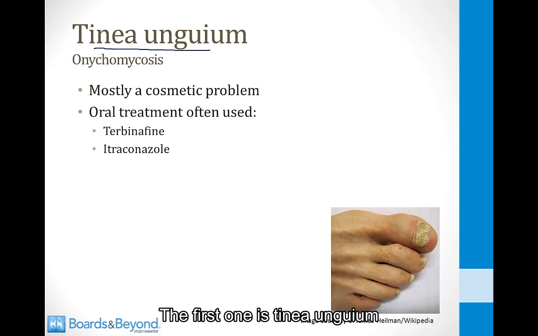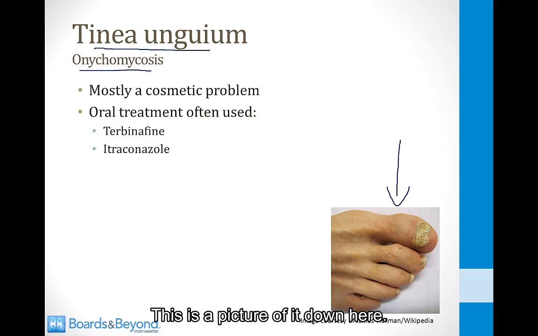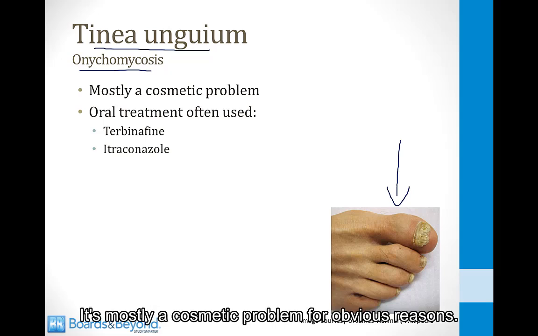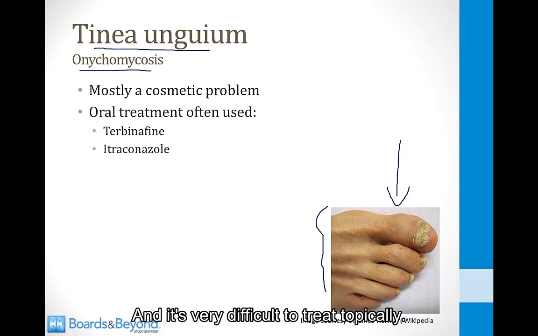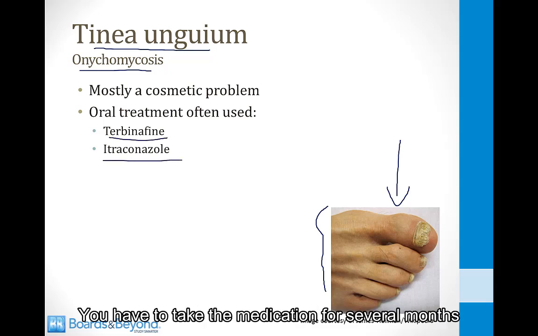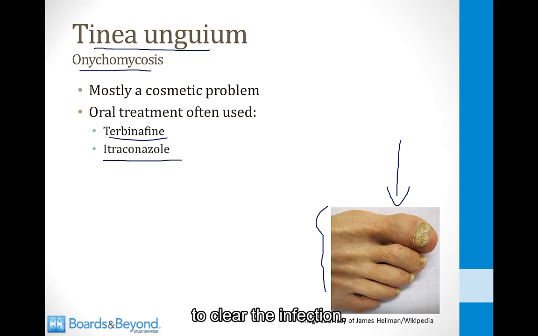The first one is tinea unguium, which is also called onychomycosis. It's a fungal infection of the nails. Usually it's the toenails. This is a picture of it down here. It's mostly a cosmetic problem for obvious reasons. People don't like their toenails looking like this. And it's very difficult to treat topically, so usually oral treatment is used either with terbinafine or itraconazole. You have to take the medication for several months to clear the infection.